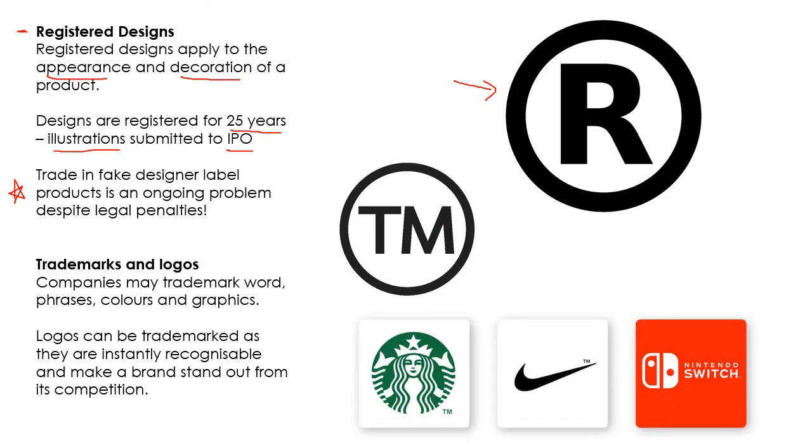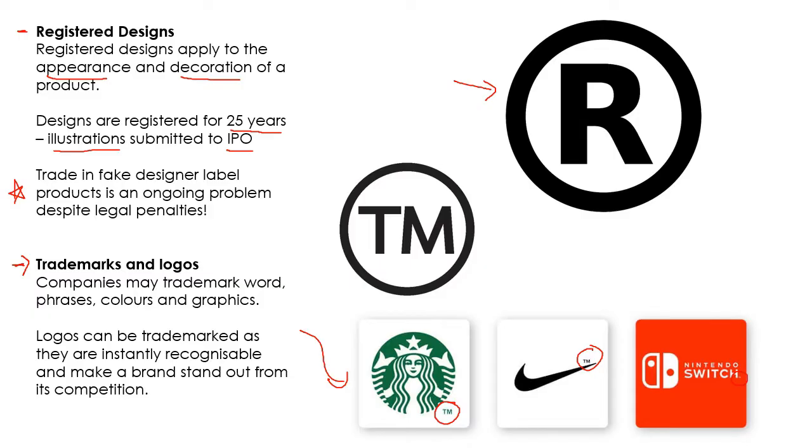Right, the last one that you need to know is this one, which is trademarks. Quite often they're put on logos. So companies can trademark a word, a phrase, a colour of something, or graphics. So I know that the orange colour that Ford used on some of their cars was trademarked. The Starbucks logo, the Nike logo, the Nintendo Switch logo, these examples here, you can see they've all got TM, and absolutely minuscule, you can't really see it. They are all trademarked logos.